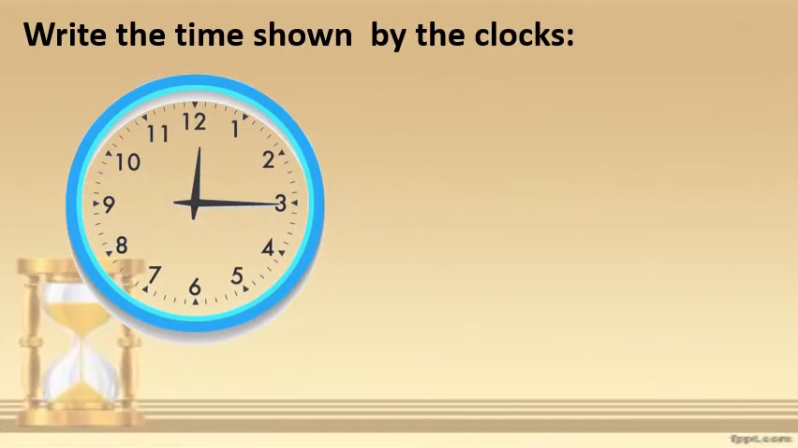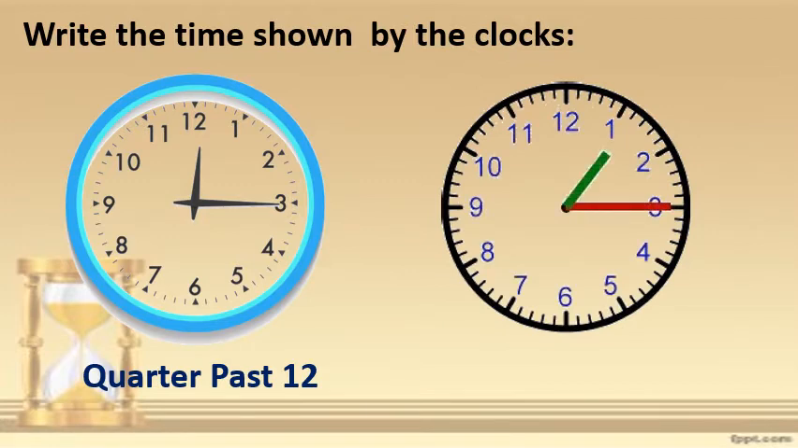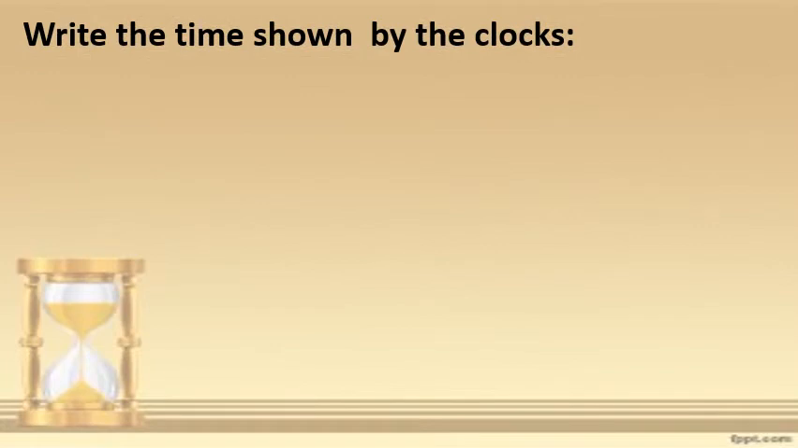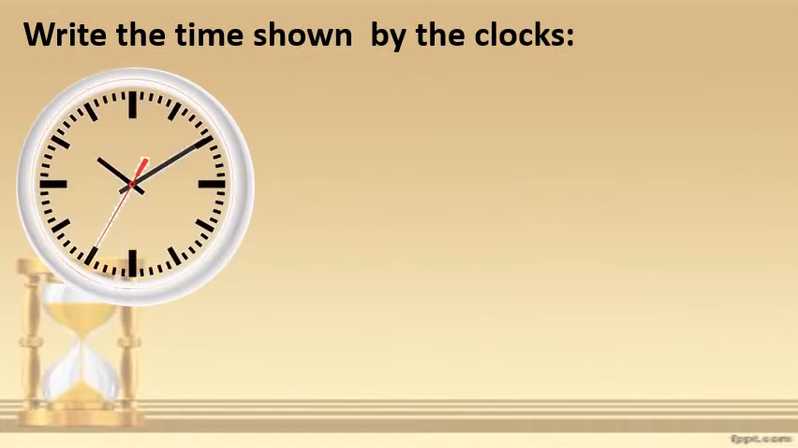Write the time shown by the clock here. Now you can see a clock, read the time and we have to use the time language and we have to write the time here. Now 15 minutes past 12. How we write? Yes, very good. That is quarter past 12. Next one. Yes, you are right. This is quarter past 1. One more. What is the time?